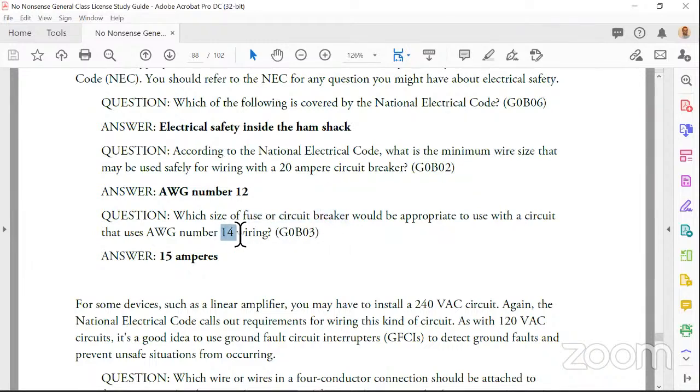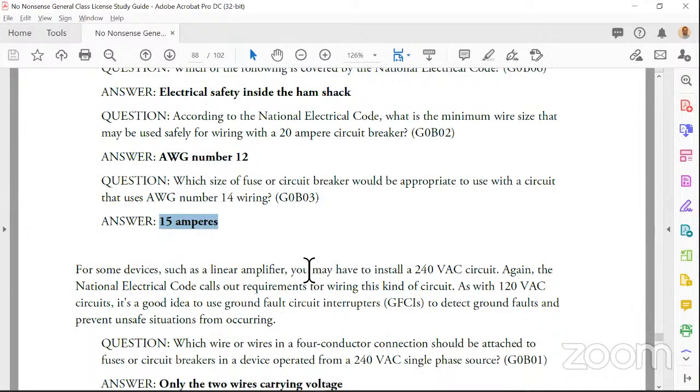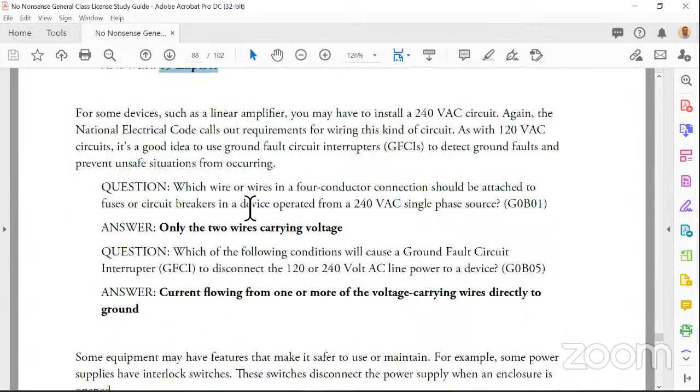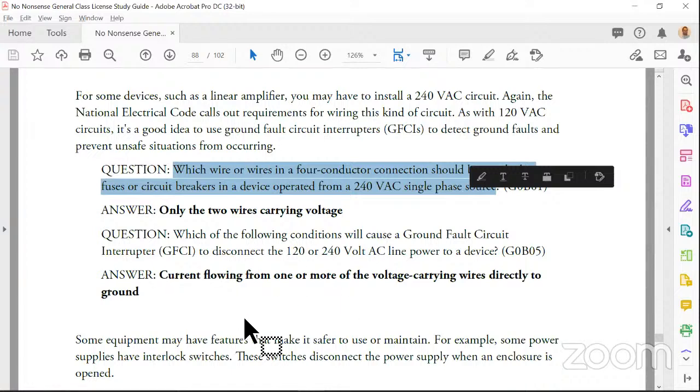But they're asking us about 14 gauge wiring, or AWG number 14. And we had a little rule of thumb for how we remember that. Remember, we said 14, 15, right? So for 14 gauge wiring, 15 amperes would be the size of the circuit breaker or the rating of the fuse. Next question, the question pool.